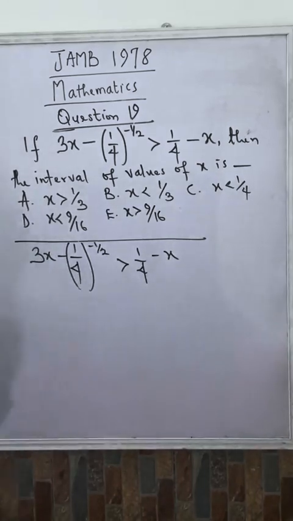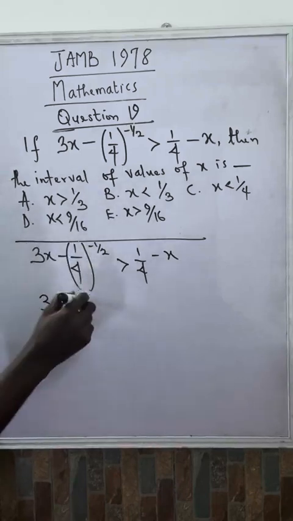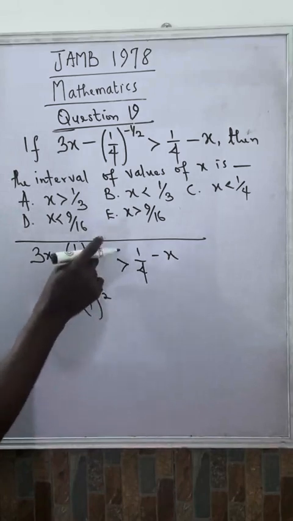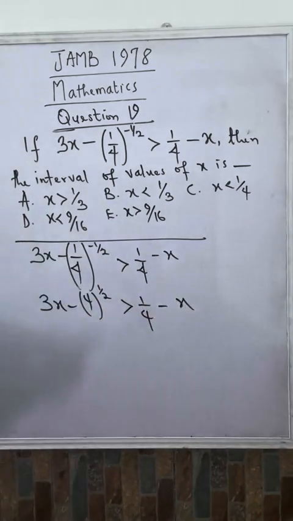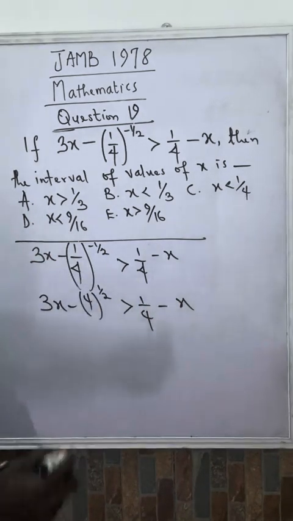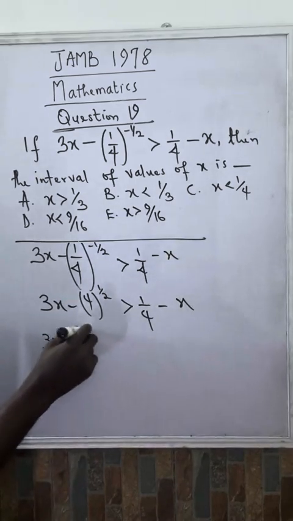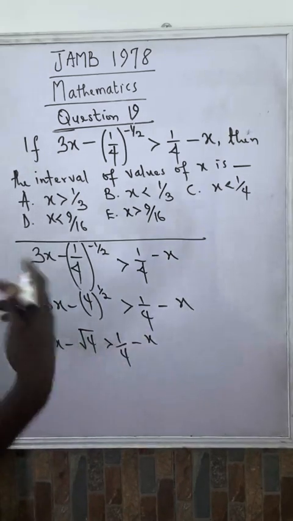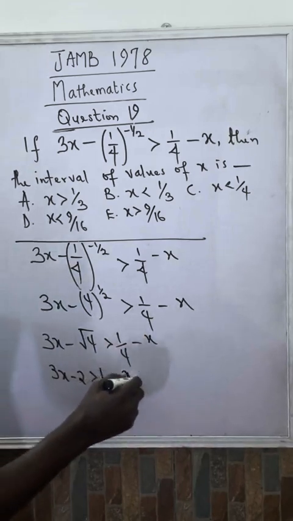So let's go. From here, I will have 3x minus, let's write this as 4 over 1, and 4 over 1 is the same thing as 4, all raised to the power of 1 over 2. No more negative. This is greater than 1 over 4 minus x. Now, 4 raised to power half means square root, you know, power half means square root. That means I will have 3x minus root 4 greater than 1 over 4 minus x. What is square root of 4? That is 2. So I will have 3x minus 2 greater than 1 over 4 minus x.